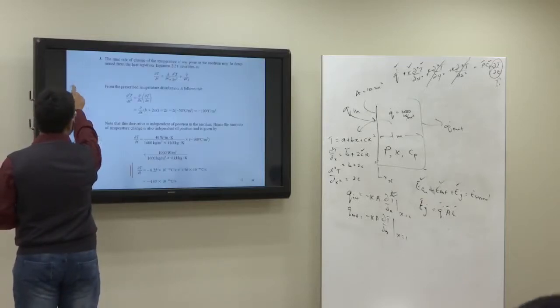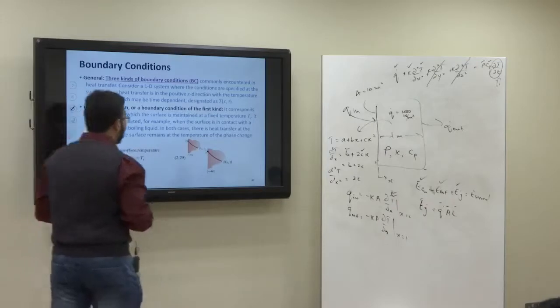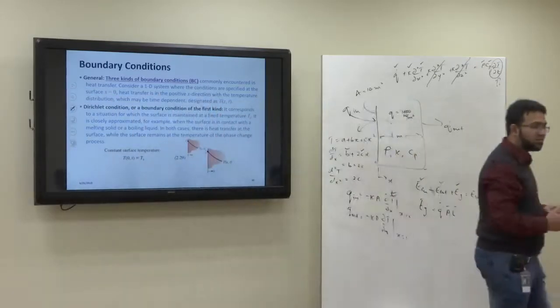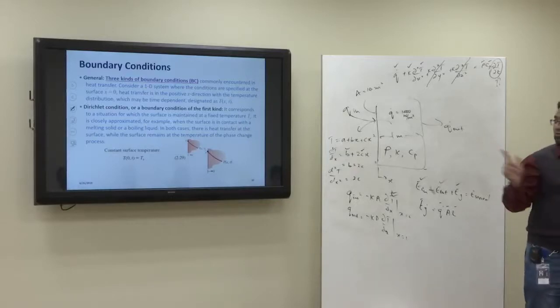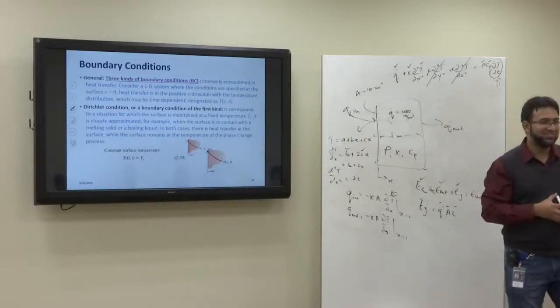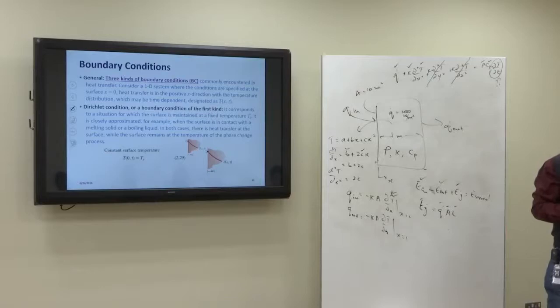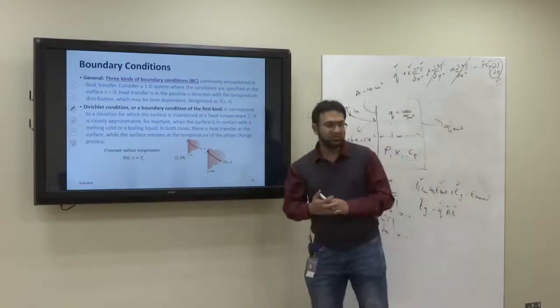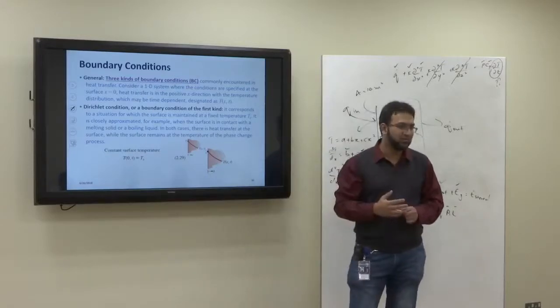Okay, this problem is also done. Now there are 3 different kinds of boundary conditions. There is no problem here, it's just a theoretical thing, but I brought this in the final exam as a short question, 2 marks: write down the 3 kinds of boundary conditions from chapter 2. So we have 3 different types of boundary conditions.